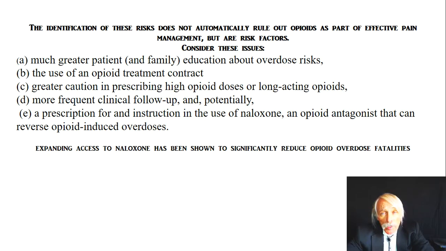First of all, there's a much greater patient and family education about overdose risks that needs to be done. The use of an opioid treatment contract is being considered, where a patient will actually get into a legal agreement or contract with his or her physician so that they agree to only take the correct dosage and only to be on the opioid for a limited period of time.